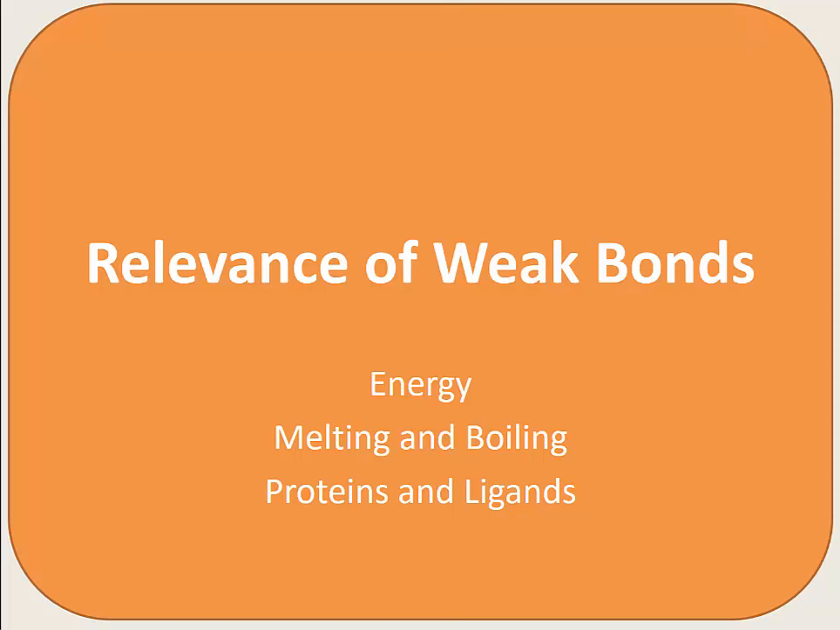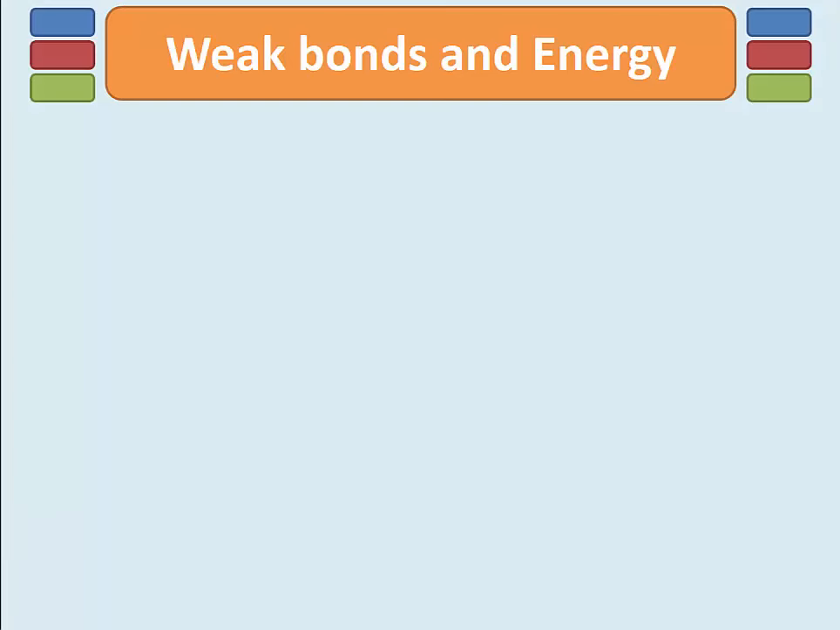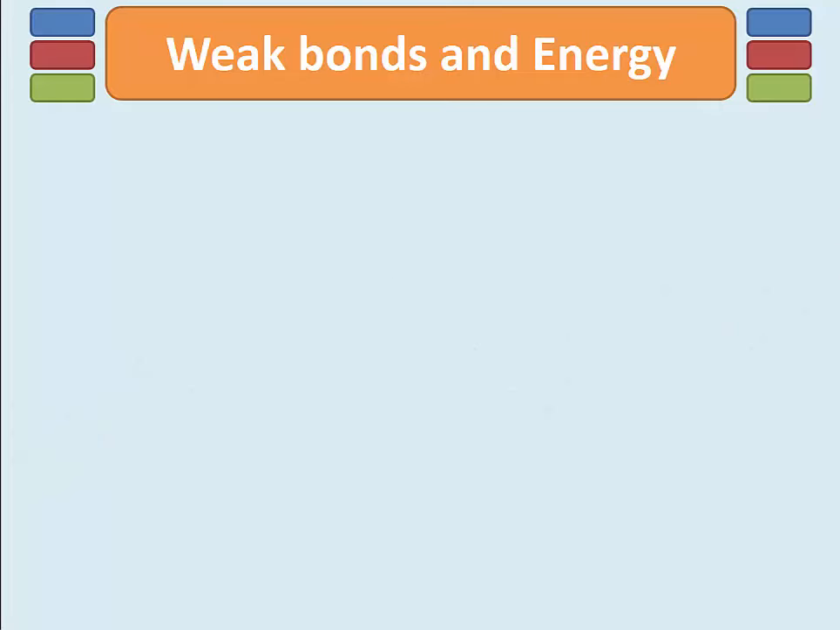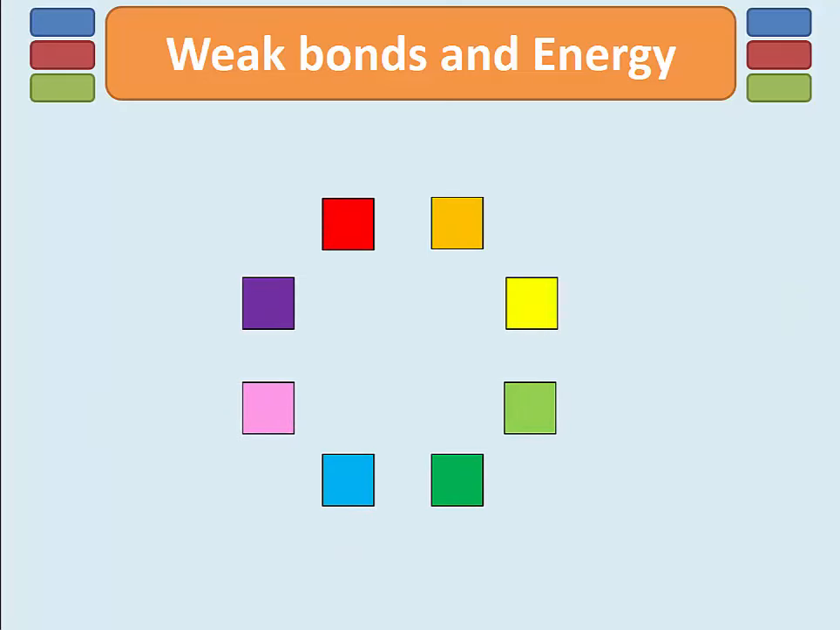In this final section, we will look at the relevance of weak bonds in a biological setting. We will talk about energy, melting and boiling points, and proteins and ligands. In several class periods, we will discuss the energy and flow of energy in biological systems. The formation and breaking of weak bonds is an important part of this flow of energy.